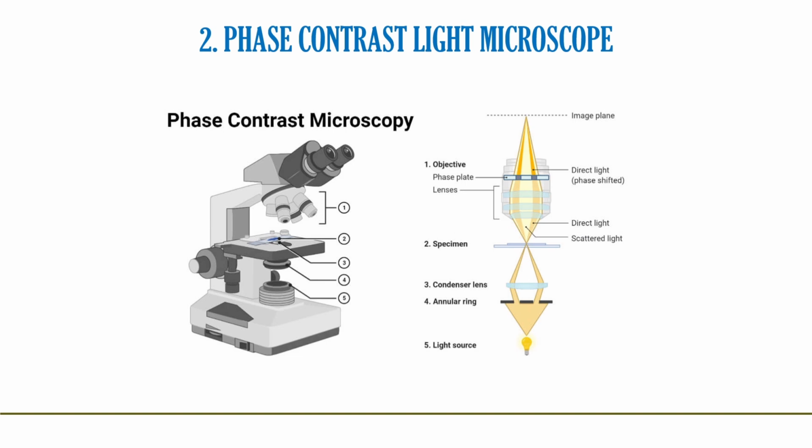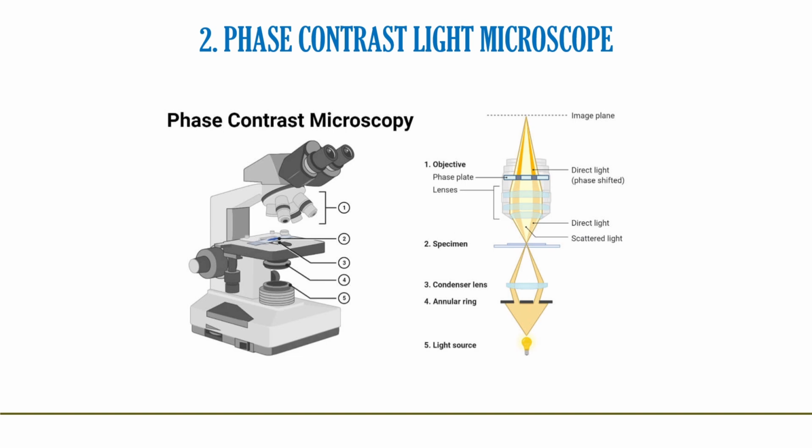A ring-shaped beam of light is focused onto the specimen. Some of this light gets scattered by the specimen, but most passes straight through unchanged. In normal conditions, the scattered light is very weak and slightly out of phase compared to the background light, so both look almost equally bright. This gives a low contrast image.